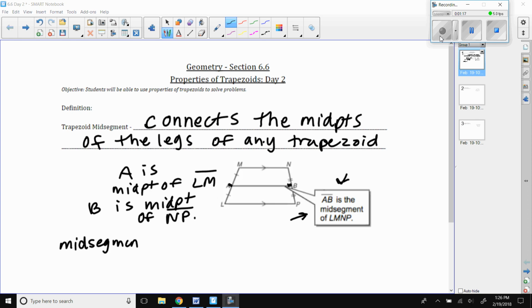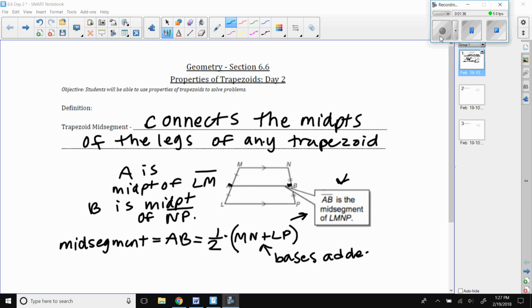which equals AB, is going to equal 1/2 times the addition of the two bases. So for us here, that's MN plus LP. So these here are the bases added together. Okay, it's 1/2, it's half of that distance there. And we've talked about midsegments of triangles being half of the base as well. So this is a similar idea. We just have two bases, so we have to account for both of them.